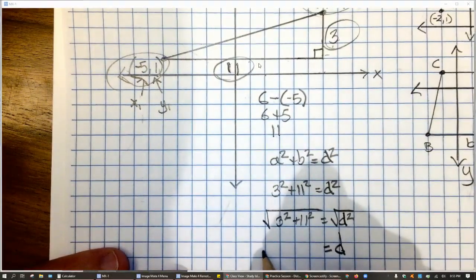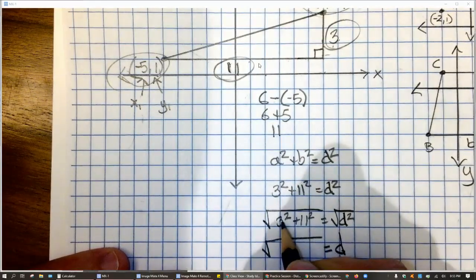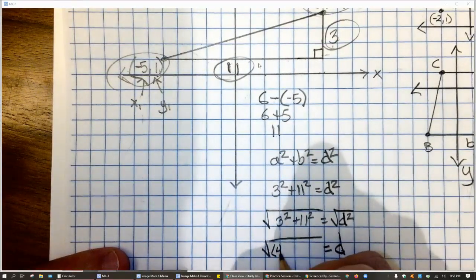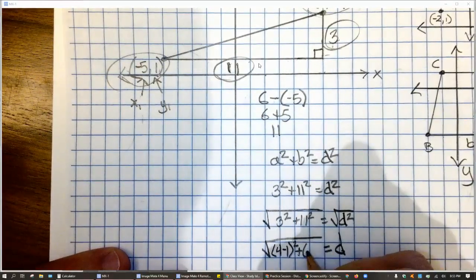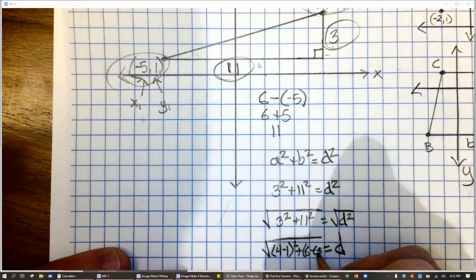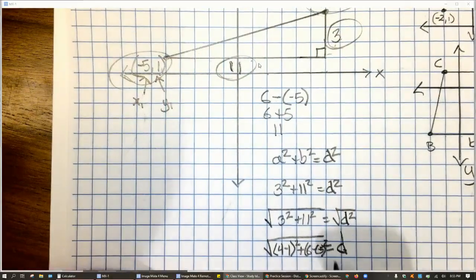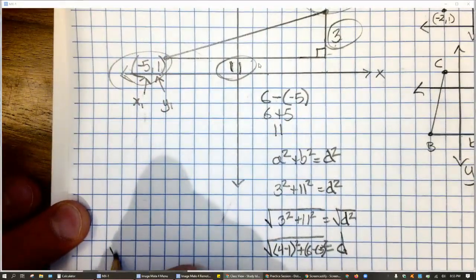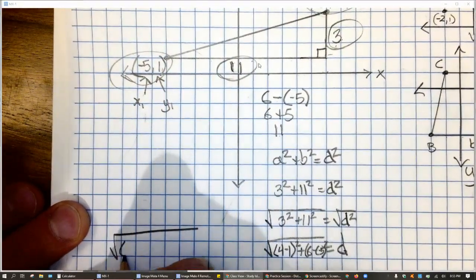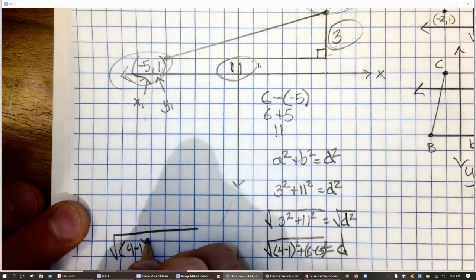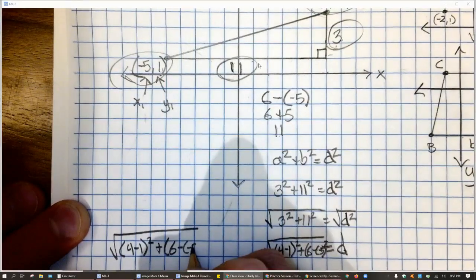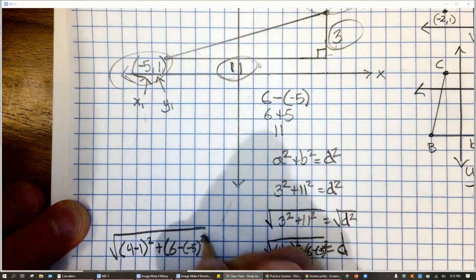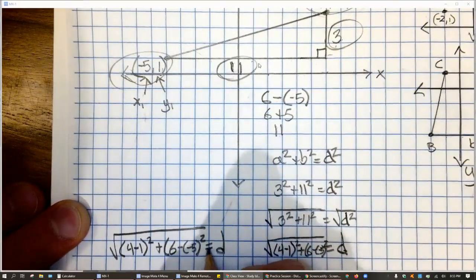And I have the square root of 3 squared, which remember was 4 minus 1, and then we squared it, plus 11 squared, which remember was 6 minus -5, and we square that. So that's a little crammed, so I'll draw that out a little bit bigger. We had 4 minus 1, and we're going to square that, plus 6 minus -5, and we're going to square that, and that's equal to the distance between them, right?